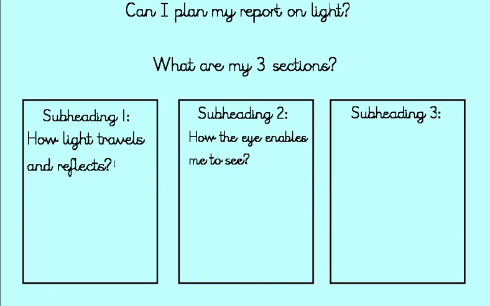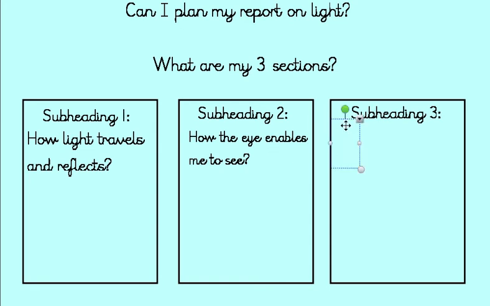So we can go into how light travels and reflects, talk about how it goes in straight lines, and talk about how when it hits objects, it bounces off them at the same angle it hits them. That's where we might use some amazing vocabulary. In subheading 2, we're going to talk about how the eye enables us to see. Talk about the different parts of the eye and the role it plays in sending images to our brain, and the role it plays in letting the light in. So we're going to talk about all the different parts of the eye.